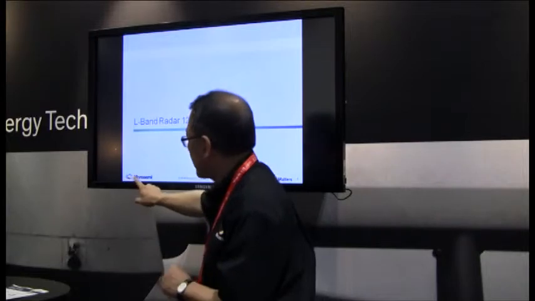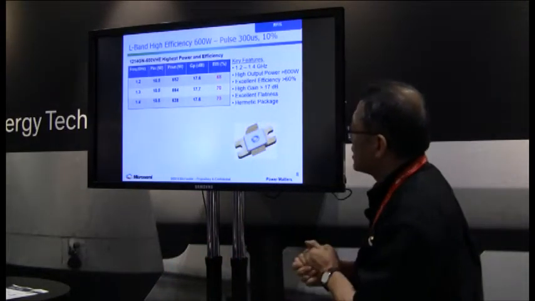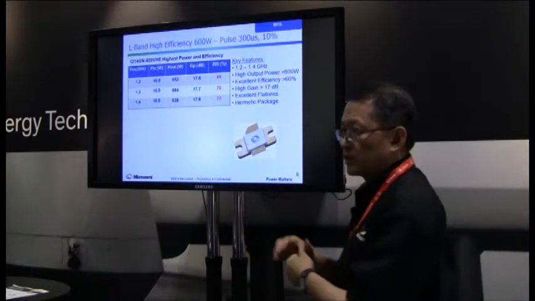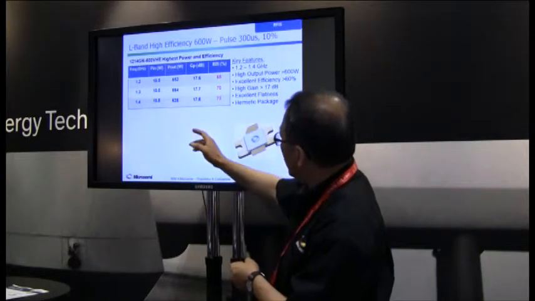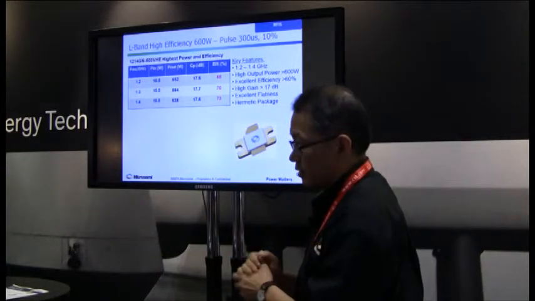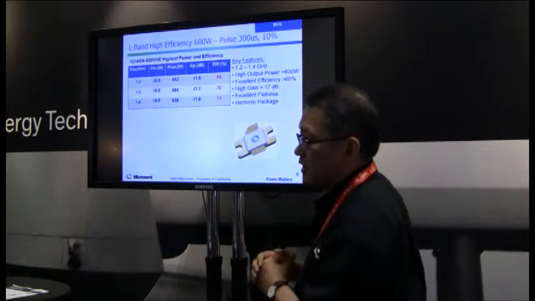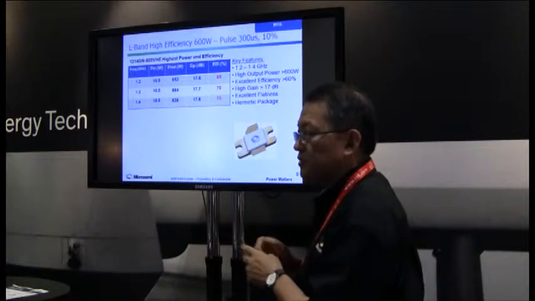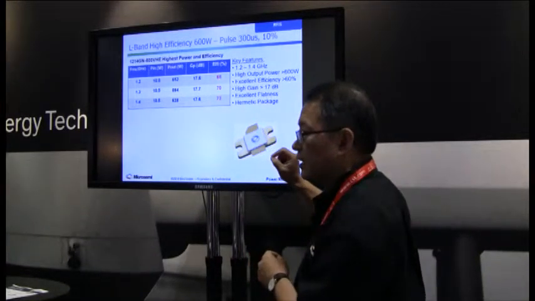All right, let's talk about the L band, 600 watts. This is for the 1.2 to 1.4 gigahertz L band radar. You can see a 10 watt input drive with 600 watts across the band. It's very high gain, 17 dB, much higher compared to bipolar. And most importantly is the efficiency. This one can achieve 60% across the band, at some frequency points even 70%. Very high efficiency.